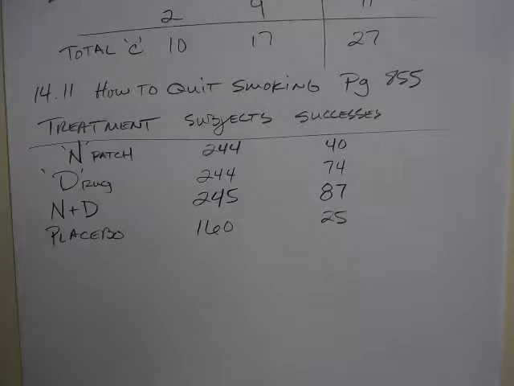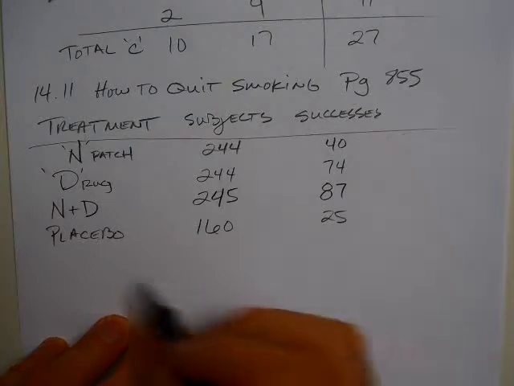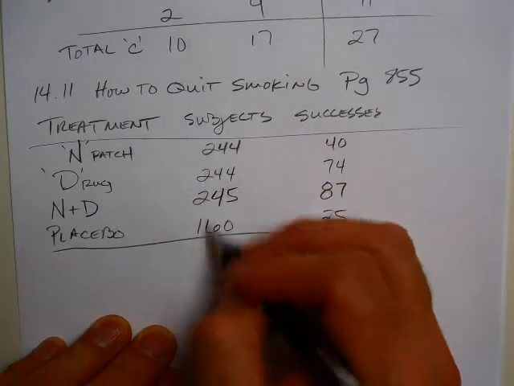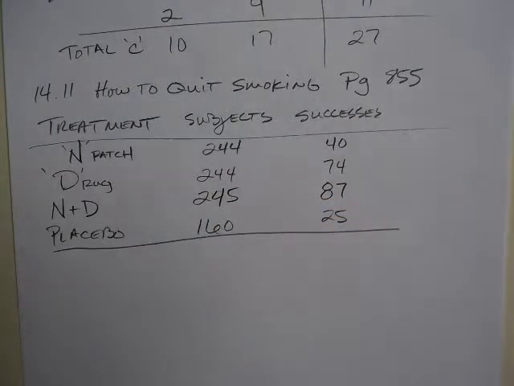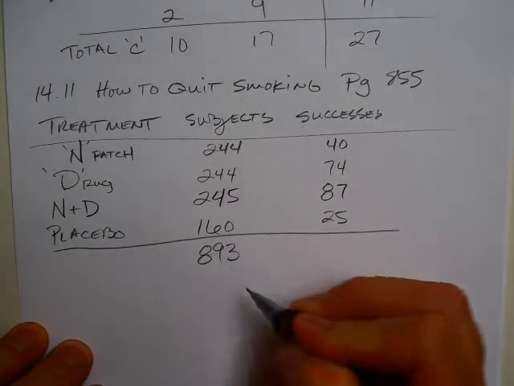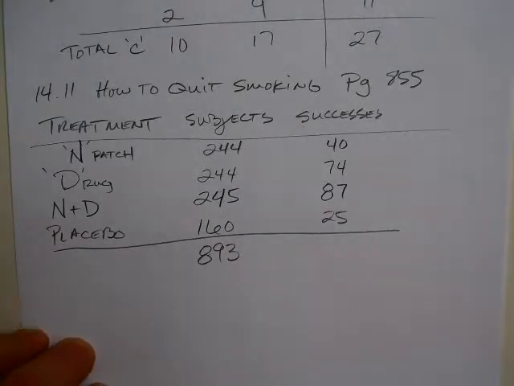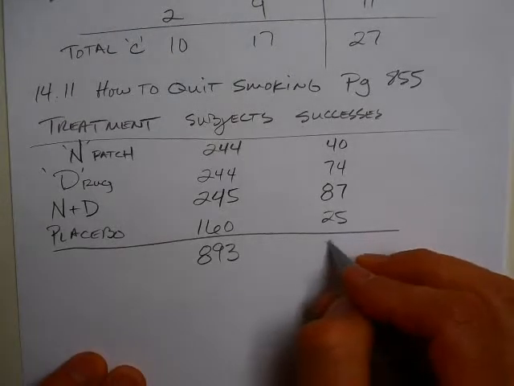So it says summarize the data in the two-way table. So I'm going to total this. 244, 244, 245. I get 893. 893 participated, and 40, 74, 87, and 25 were successful. 226 were successful.